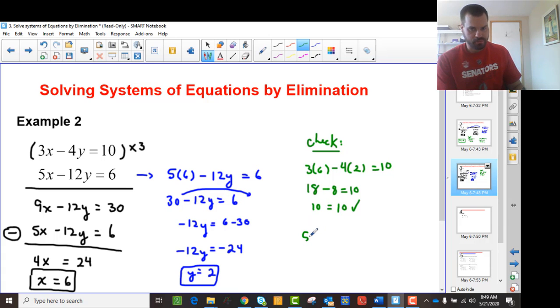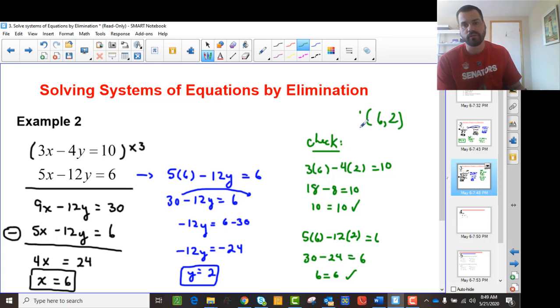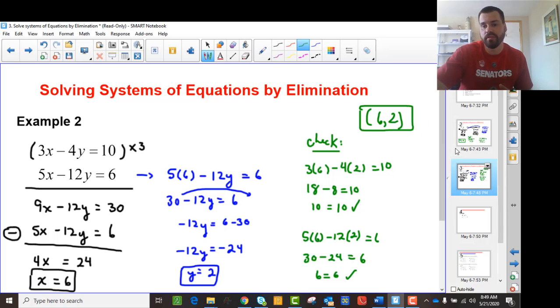Then I do the other equation. So 5 minus x is 6. Or sorry, 5 times x, which is 6, minus 12 times y, which is 2, is equal to 6. So that gives me 30 minus 24 is equal to 6. And I get 6 equals 6. So, yep, that also works. So then I know my solution, which is 6 and 2. I know that that is the correct solution. Okay, so that's the idea of elimination.